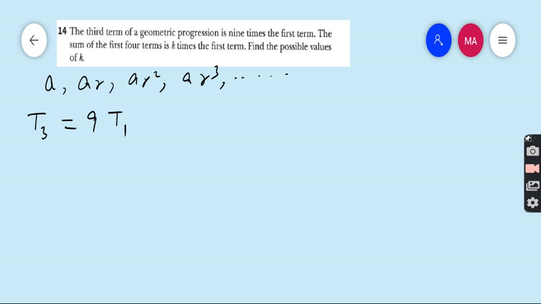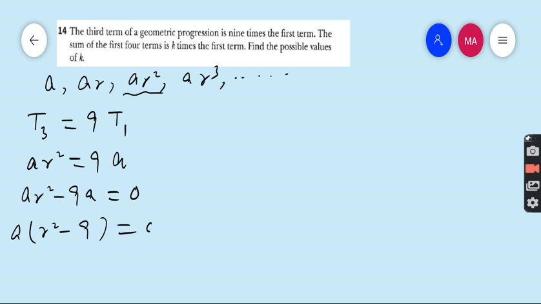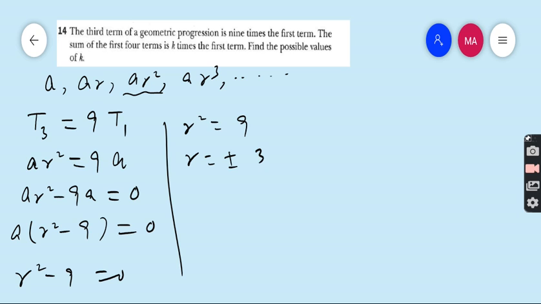So T3 is ar square, which equals 9 times T1, which is a, because the first term is always called a. So ar square minus 9a equals 0. Taking a common, r square minus 9 equals 0. This implies r square equals 9, so r equals plus or minus 3, because we take the root on both sides.